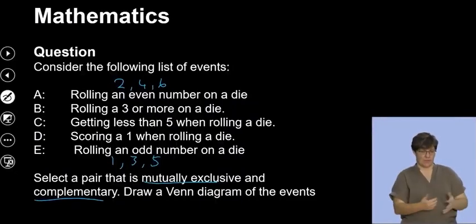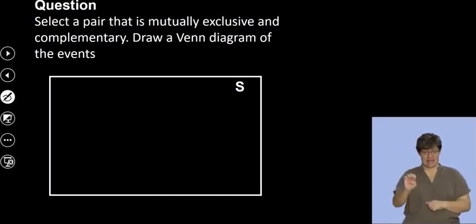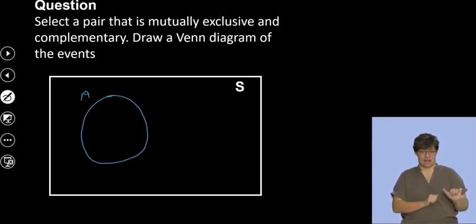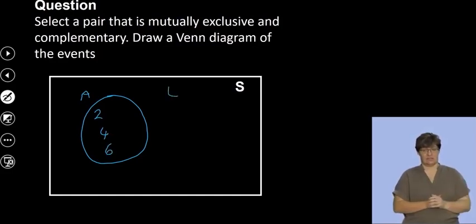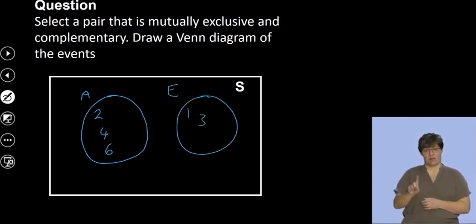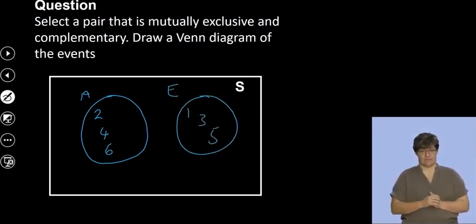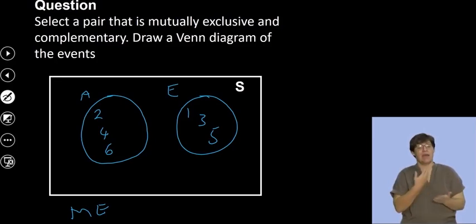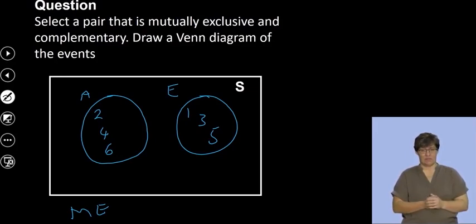So if we look at A and E as examples, we'd recognize that A was all the even numbers, so we had 2, 4, and 6, and E was all the odd numbers, and we'd recognize those were 1, 3, and 5. Now, we recognize there's no overlap, so we definitely can say they're mutually exclusive. And because they're mutually exclusive, we can apply the addition rule for mutual exclusivity.